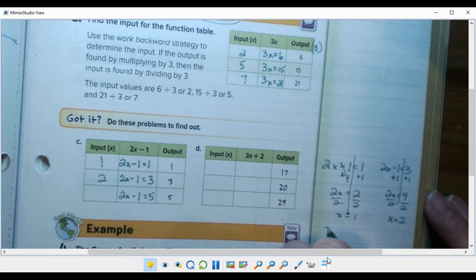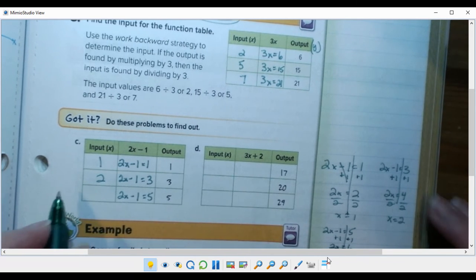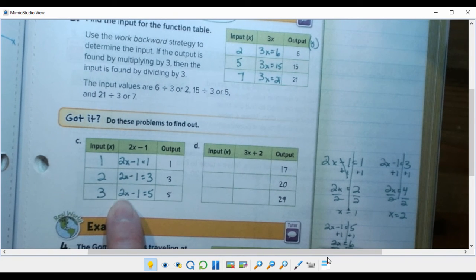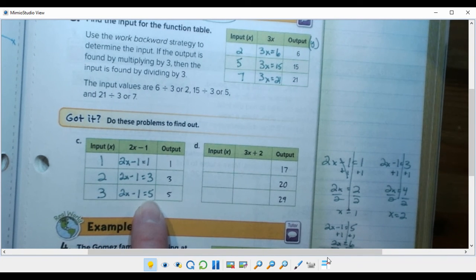And our last one, I'll add 1. 2x equals 6. Divide by 2 as I scrunch down into the picture there. X equals 3. 2 times 3 is 6. 6 minus 1 is 5.